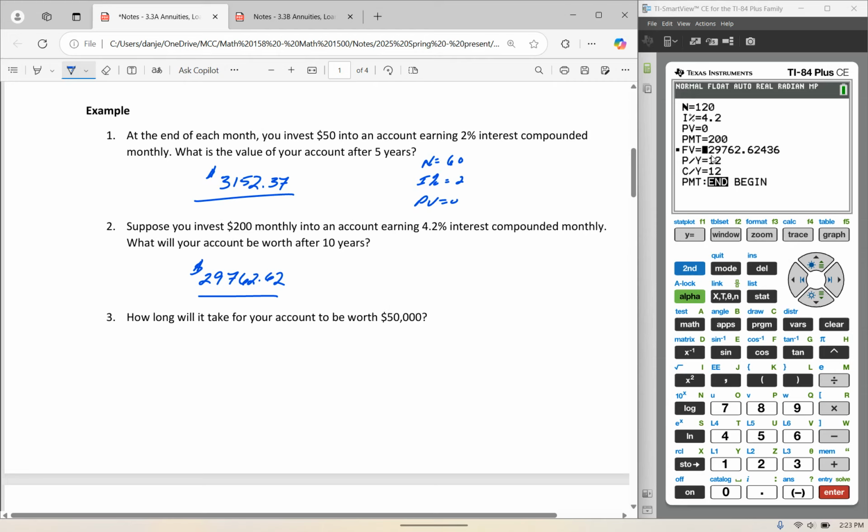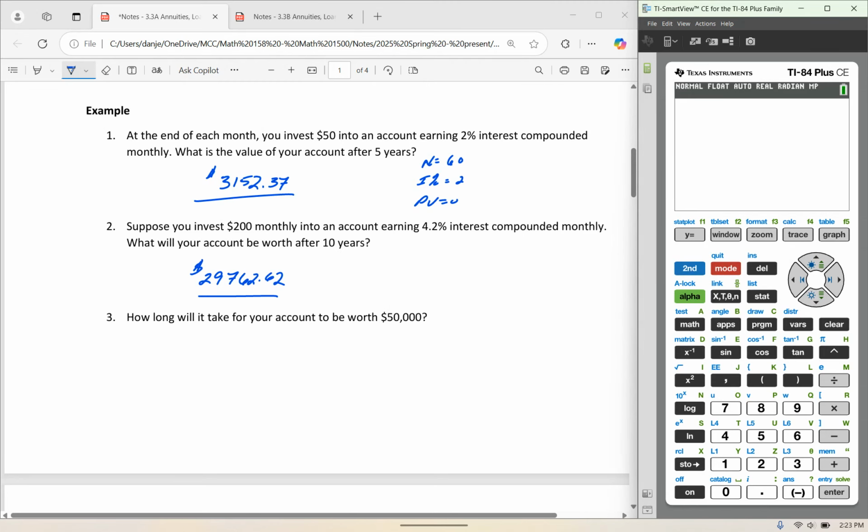If you want to know how much interest you earned over the life of the loan, well, you can go back to the home screen of the calculator, and remember I made $200 deposits each month, 12 times per year for 10 years. So I've invested $24,000 into this account, $200 at a time, and now my account's worth $29,762. So I do 29,762.62, and I subtract the amount invested from that, I will have earned $5,700 in interest.